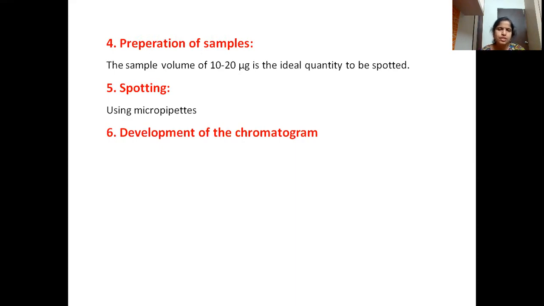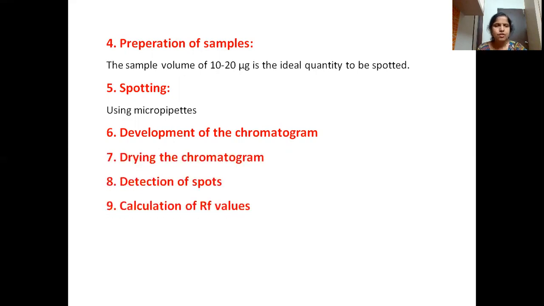After spotting, that is loading the sample onto the paper, we take that paper and develop the chromatogram. We need to keep that paper in a chamber, a paper chromatography chamber. Then after some time, you can see the separation of the components. Then we have to remove the chromatogram, that is the paper, from the chamber, dry it, and then detect the spots. You need to detect the spots.